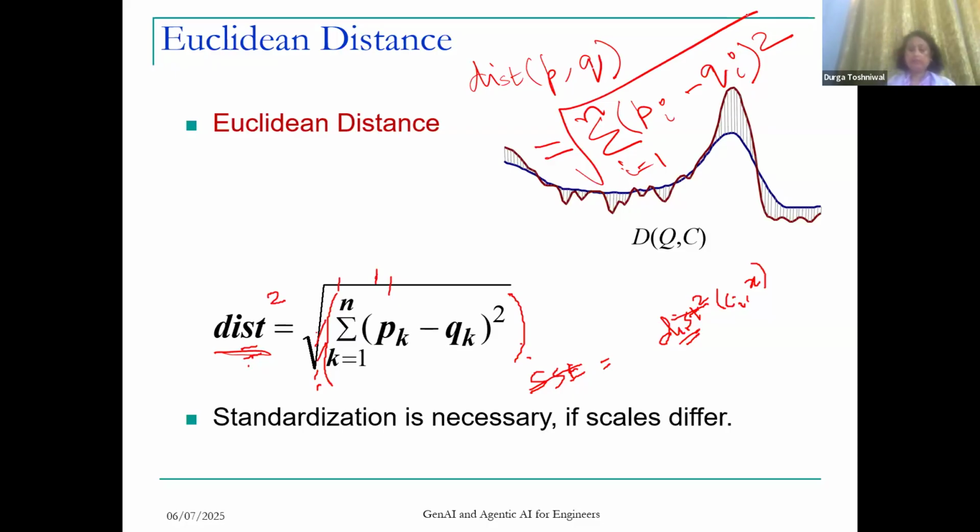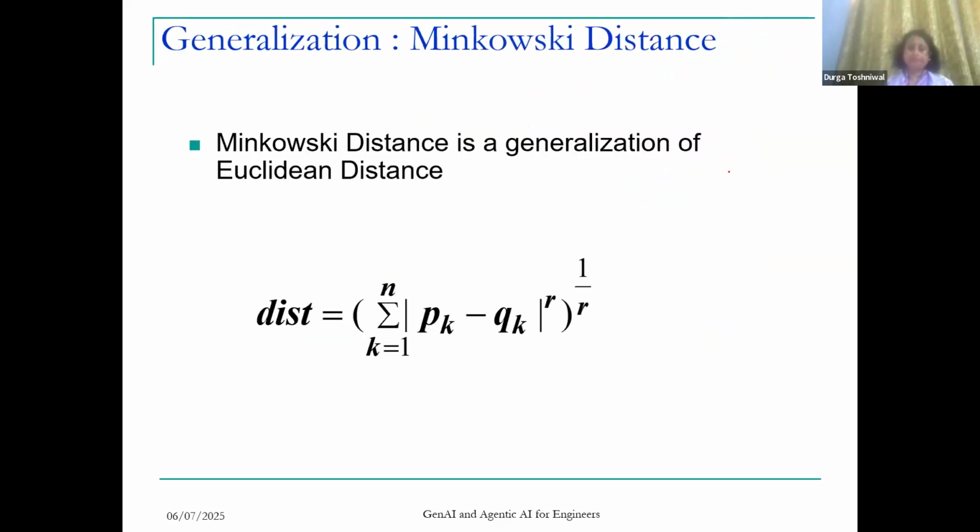And if we look at the two data points that we are comparing, let us say we are looking at Q and C. I told you distance about P and Q. So this could be the distance between P and Q, where P could be this blue curve and Q could be the red curve. And we are looking at the sample by sample difference between each of these, squaring these differences, then adding them, and then taking the square root. This is what we are doing in Euclidean distance.